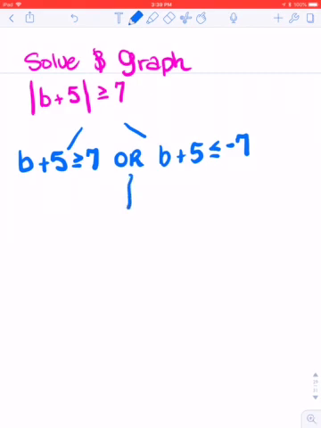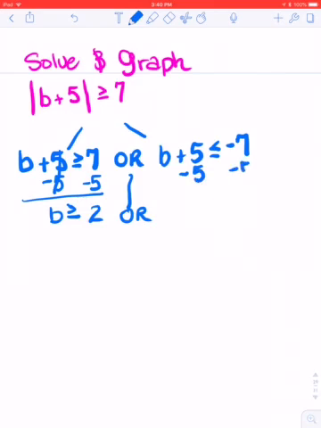Okay, now we're just going to go through and do some solving. So if I have plus 5 on each side that I need to get rid of, I'm going to do the opposite. So I'm going to subtract 5. Cancels, I'm left with b. And then on this side, 7 minus 5 is 2. Bring down my or. On the other one, because it is also plus 5, I'm going to subtract 5 from both sides. So I'm left with b and this inequality, and negative 7 minus 5 is going to be negative 12. So when I go to graph, the only two numbers that I care about are 2 and negative 12.